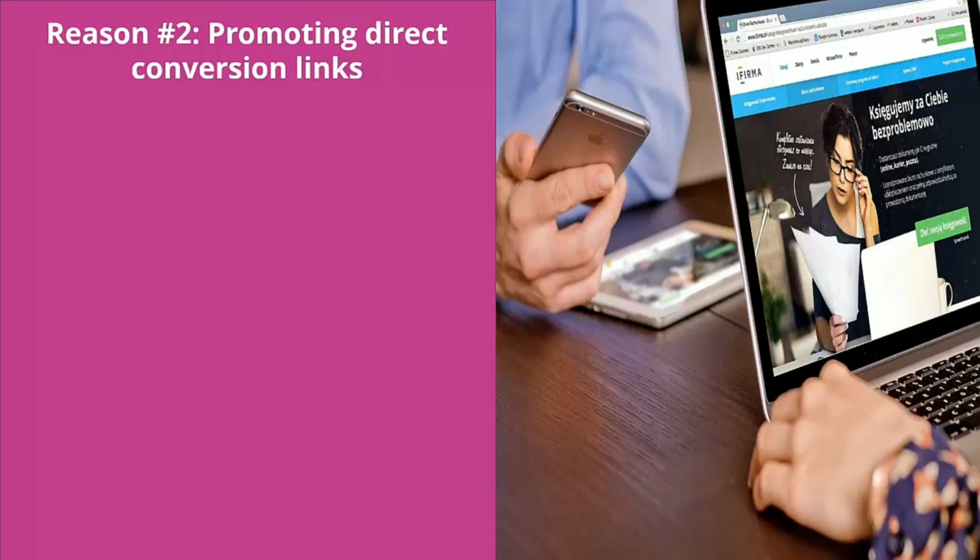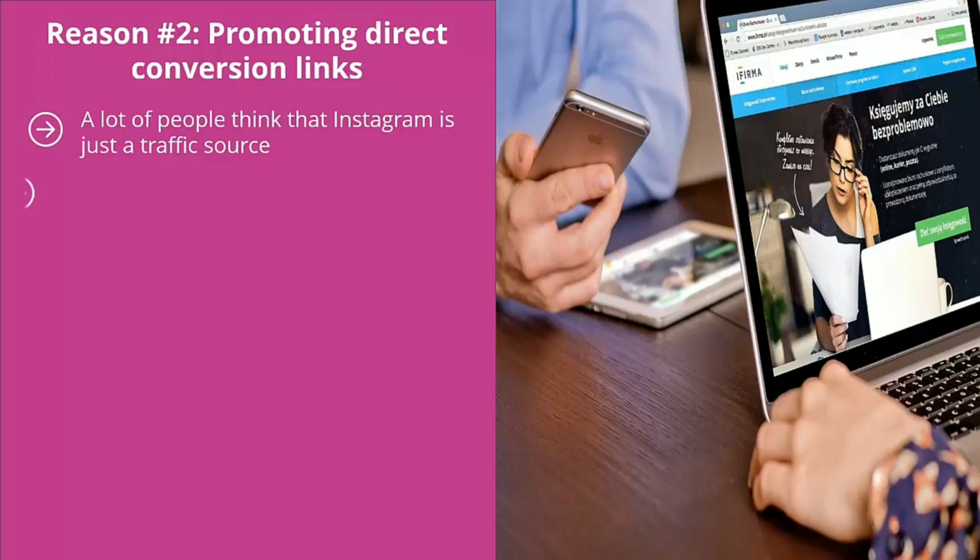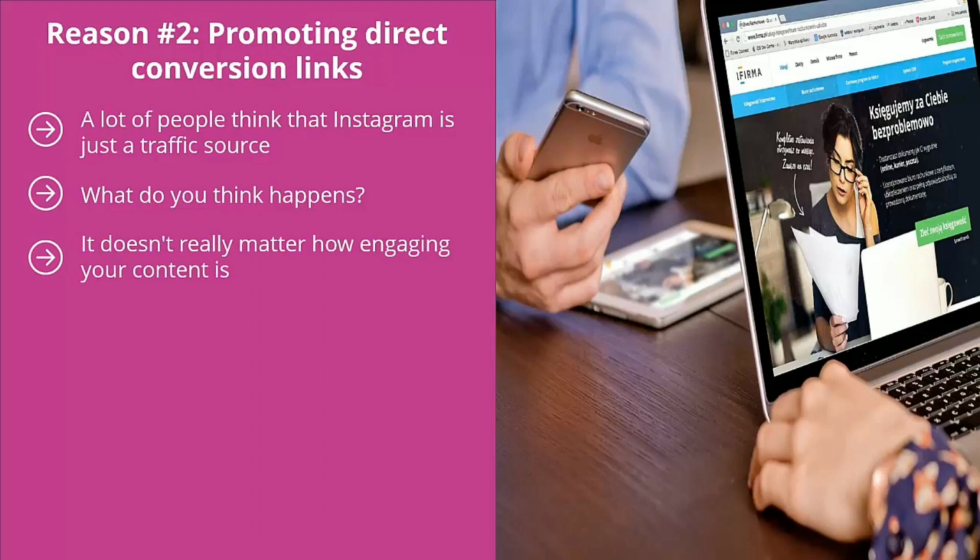Reason number 2, promoting direct conversion links. A lot of people think that Instagram is just a traffic source. You can tell from their marketing campaigns because they would create a profile with a homepage link that doesn't go to their homepage. It goes directly to a sales page or an email recruitment page or squeeze page. What do you think happens? That's right, a whole lot of nothing. It doesn't really matter how engaging your content is. If you are not qualifying people or helping them overcome some serious structural questions regarding whatever it is you're trying to promote, you're probably not going to achieve much with the traffic.